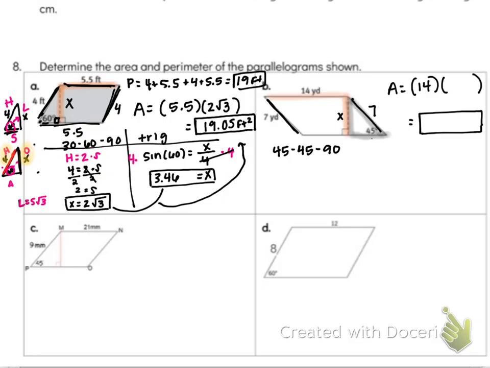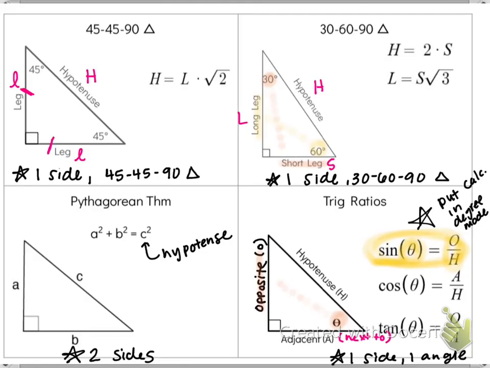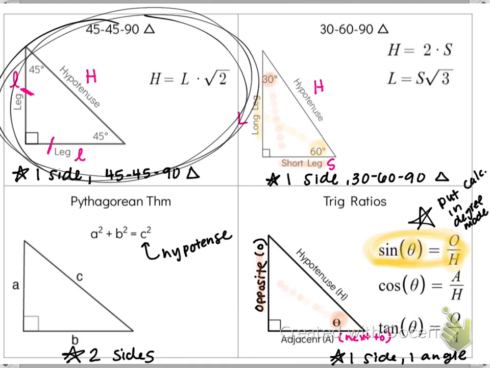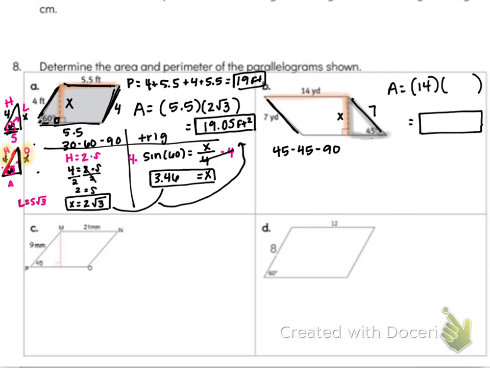So 45, 45, 90, your labels for it look like this. You have H, L, and L. So let's label our hypotenuse first. Our hypotenuse is going to be that 7. So label it with an H. And these 2 right here are going to be my legs, okay? Remember, one of the things that we know about legs is that they are congruent. Go ahead and add your tick marks as well. This one only has one formula, and that formula is H equals L square root of 2.